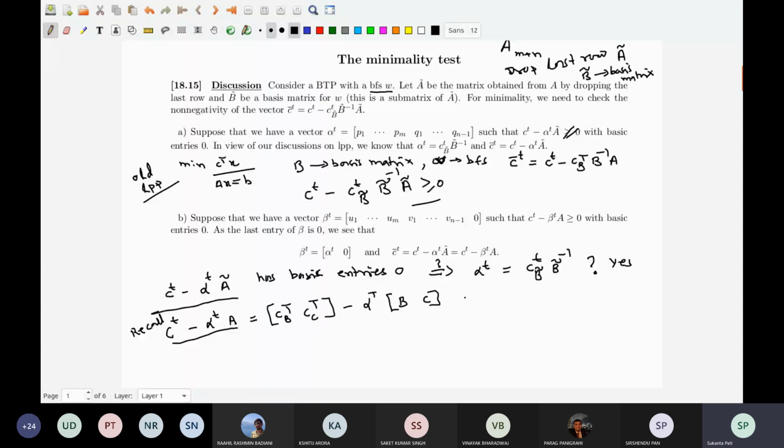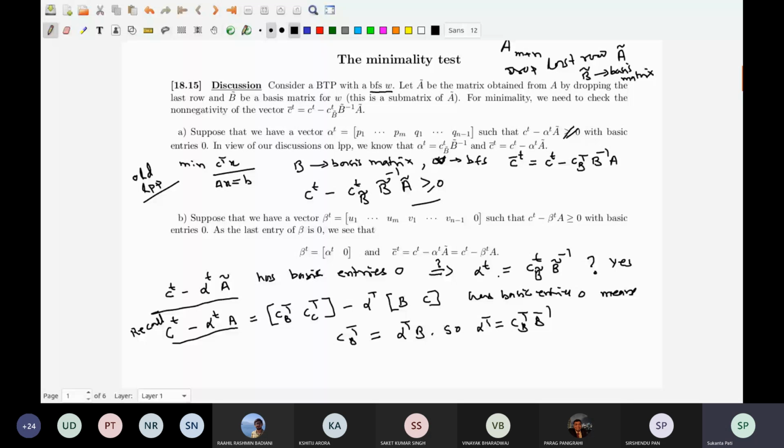This basically means it has basic entries 0. This means CB transpose will be equal to alpha transpose B, and so alpha transpose will be CB transpose B inverse. So here, instead of A we have A tilde, and instead of B we are calling the basis matrix B tilde.